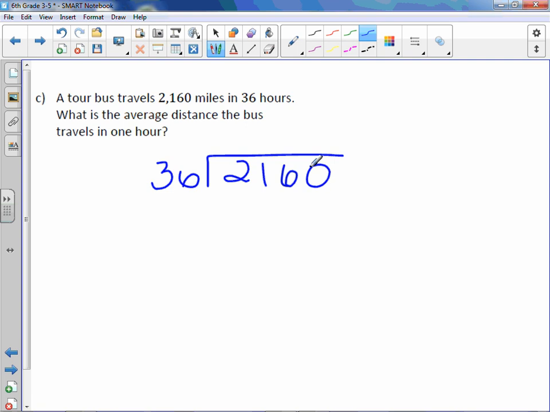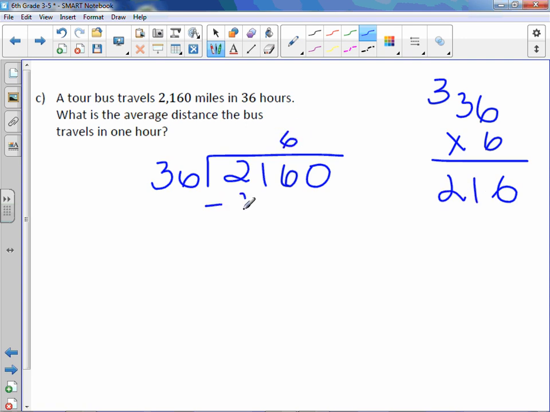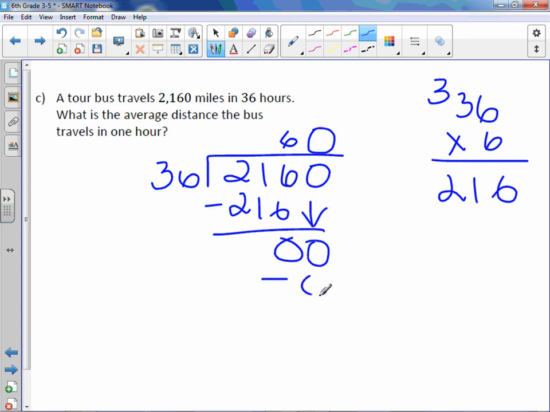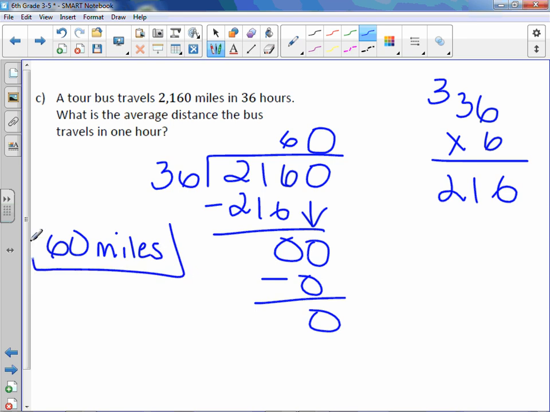36 can't go into 2 or 21, but it can go into 216. And let's try 6 here. 18, 19, oh, exactly 6 times. That worked out. Bring down the 0. 36 into 0, 0 times. So what is the average distance? It would be 60 miles. And you again could say miles per hour.